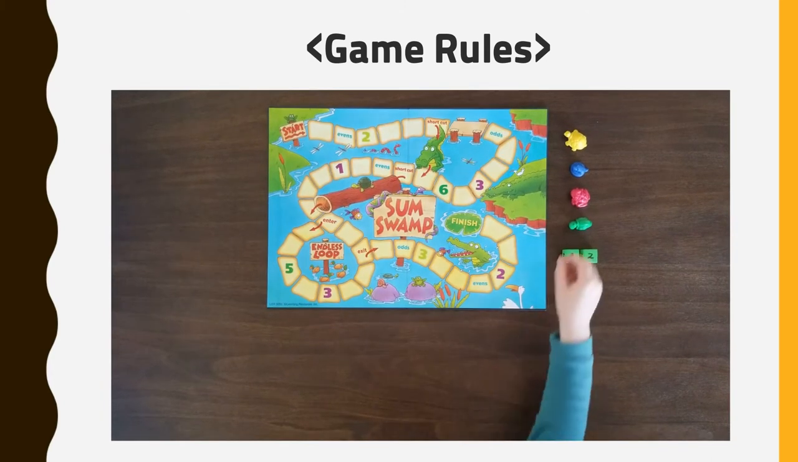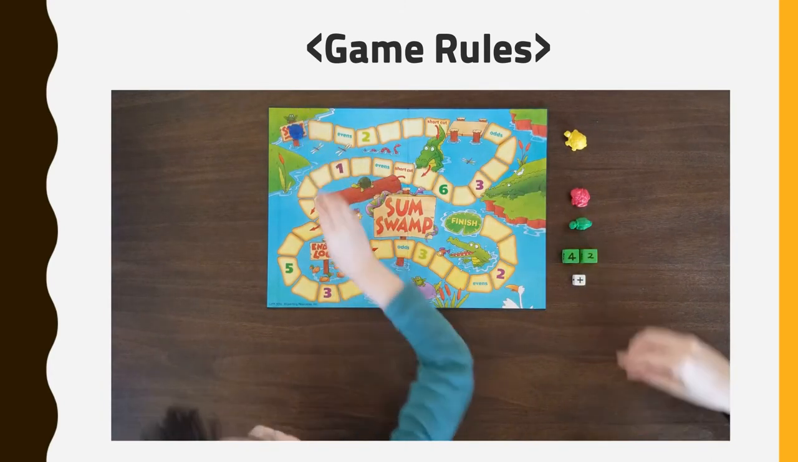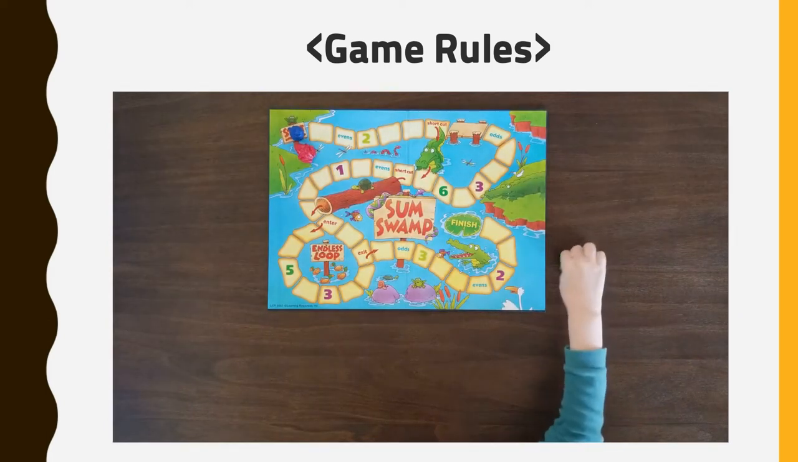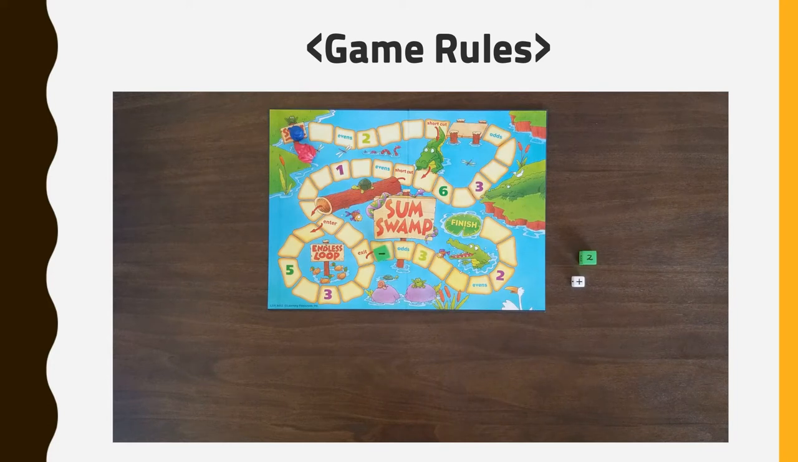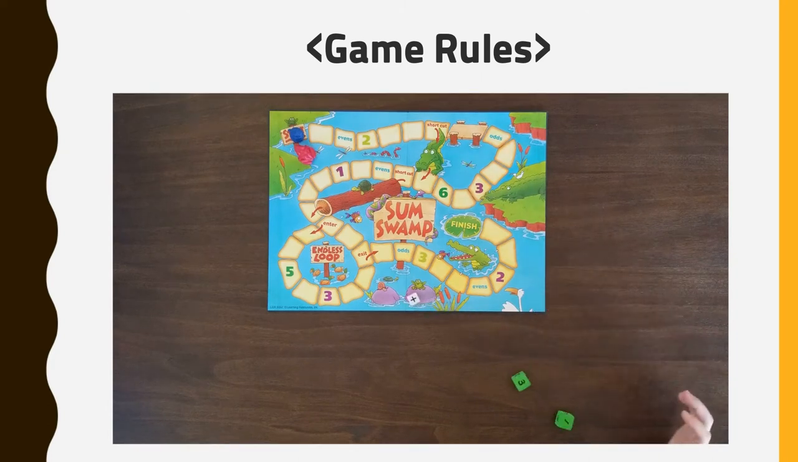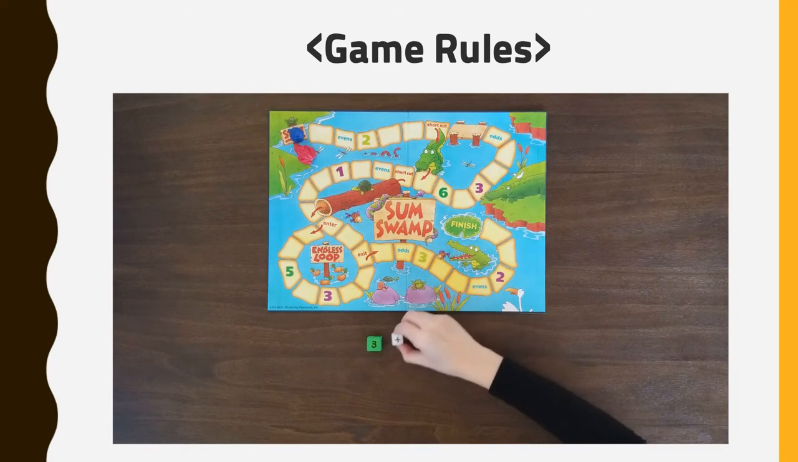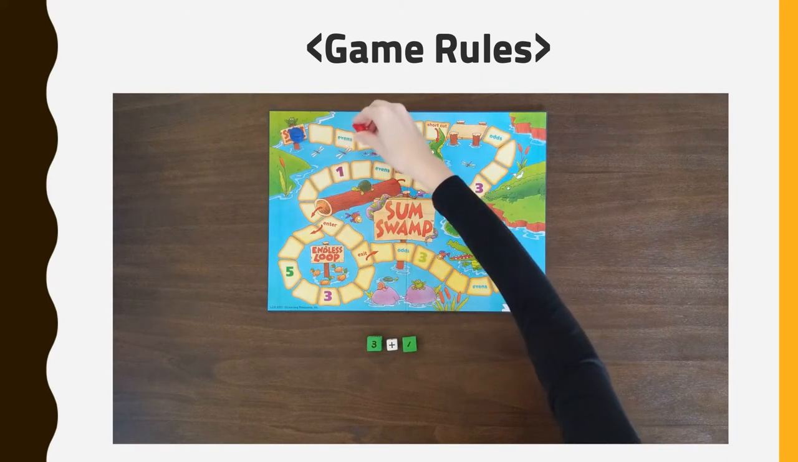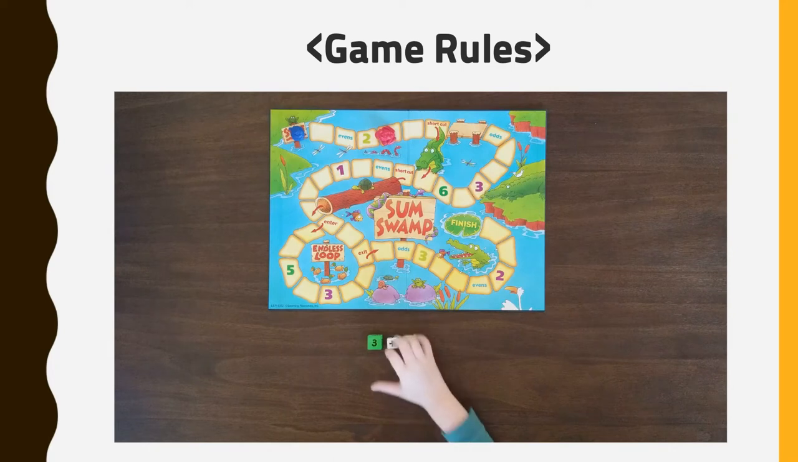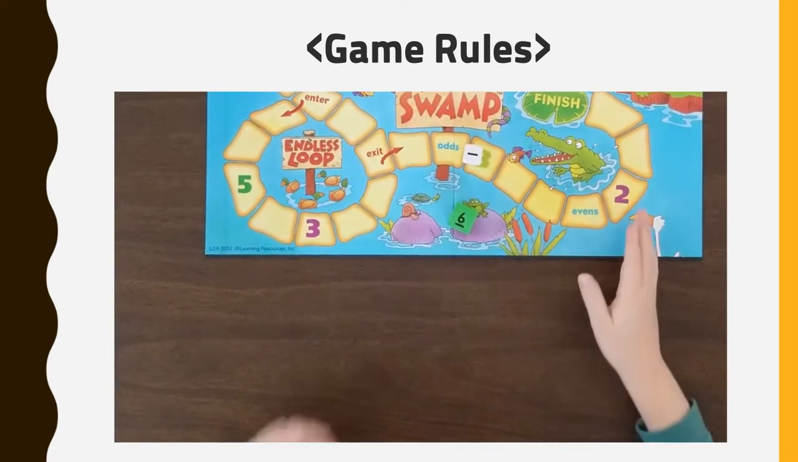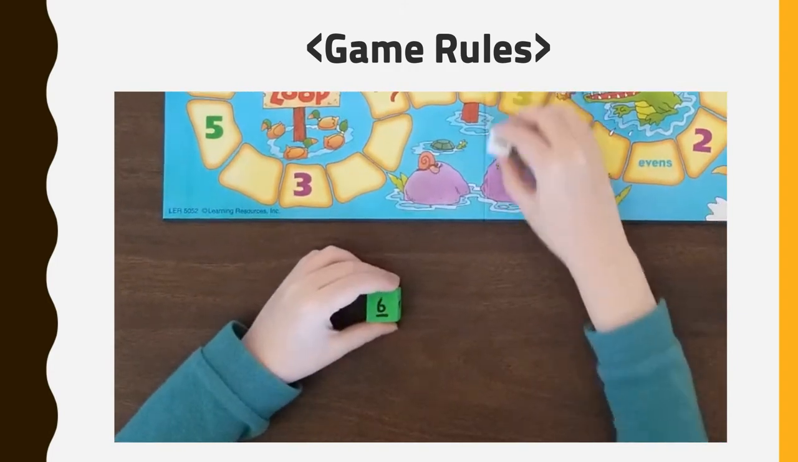First, each player chooses a place marker and places it on start. Then, all players roll a number die, and the player with the highest number goes first, and then play passes to the left. Players roll all 3 dice and perform the addition or subtraction they create. Remember, when you create a number sentence, always place the highest number die first, the operation die second, and the smallest number die last.